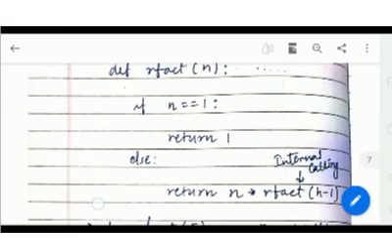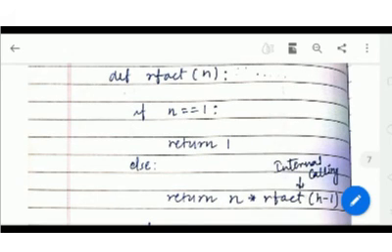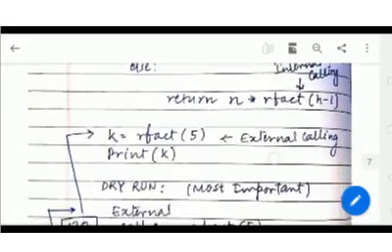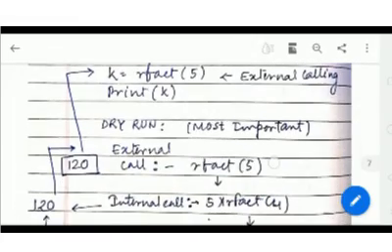So 3 into factorial of 2. Again the next value of n is 2. Since this is again false, it will say 2 into recursion with 1. When 1 is passed, it will return 1. How many multiplications are pending? 1 has to be multiplied, 2 has to be multiplied, and 3 has to be multiplied. That will be 6. That is the answer of this recursion.